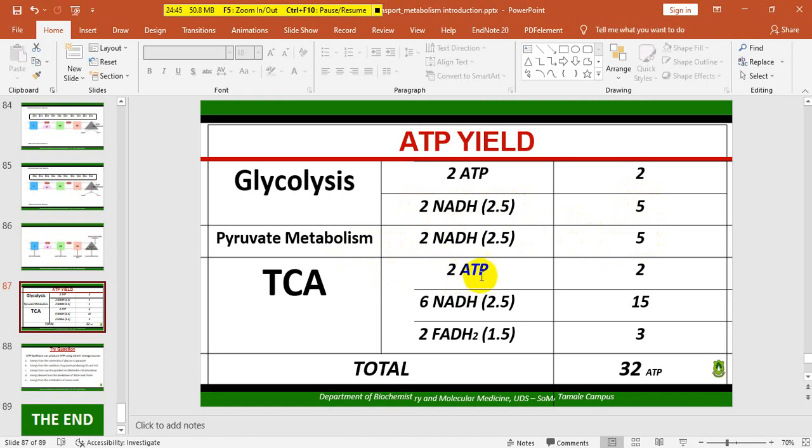TCA cycle will produce 2 ATP, so the energy is 2. TCA cycle also produces 6 NADH, and each NADH has 2.5 energy, so 2.5 times 6 is 15. 2 FADH2: 1 FADH2 produces 1.5 energy, so times 2 gives us 3. So the total energy from glycolysis to the TCA cycle and even to the electron transport chain will be 32 ATPs.